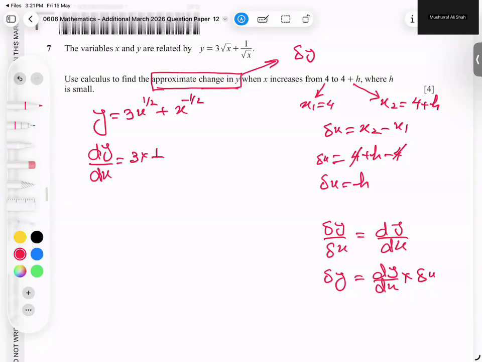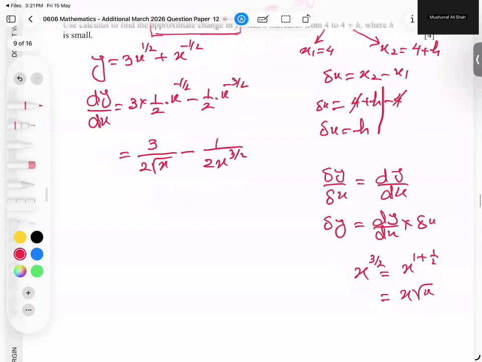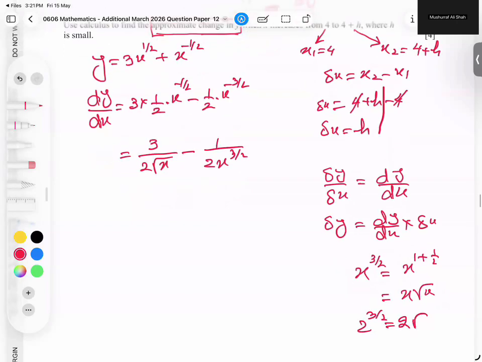3 into half comes down and power 1 less. Negative half comes down and power 1 less. So we get 3 over 2 root of x and 1 over 2 x to power 3 by 2. I have discussed this many times, I repeat again: whenever we have power 3 by 2, 3 by 2 power is basically 1 plus half, half plus 1 is 3 by 2, and I can write x root x. So in future, if I have 2 to power 3 by 2, write 2 root 2. Simple. k to power 3 by 2 is k root k. So I can write it in an easy way. It helps us to solve a question.